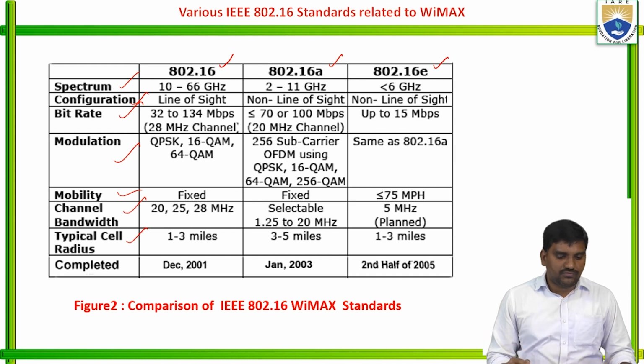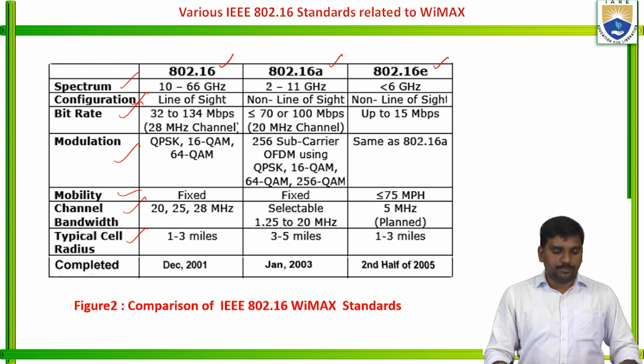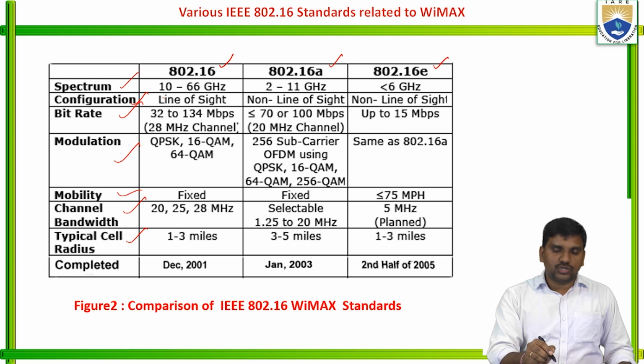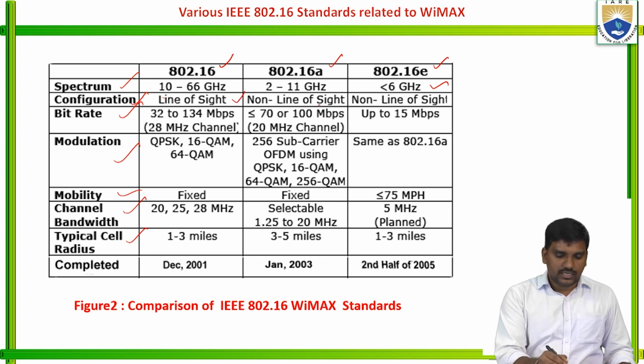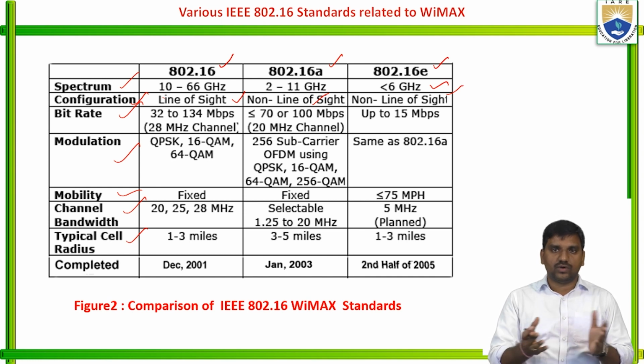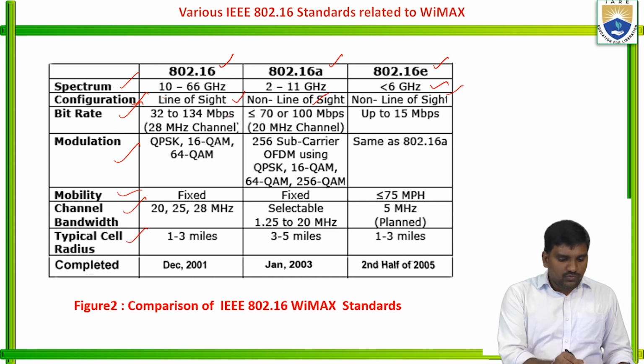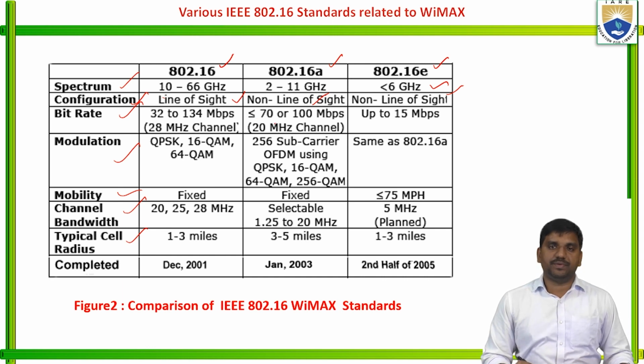So let's see the first comparison parameter, spectrum. For 802.16, the spectrum range is 10 to 66 gigahertz. Next, for 802.16A it is 2 to 11 gigahertz only. For 802.16E it is less than 6 gigahertz. Next, in terms of configuration, it is line of sight, non-line of sight and non-line of sight. We already know the process of line of sight communication. Next, bitrate. The bitrate for 802.16 is 30 to 134 Mbps. For 802.16A, it is up to 70 or 100 Mbps. For 802.16E, up to 15 Mbps.